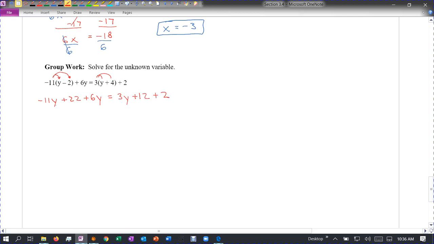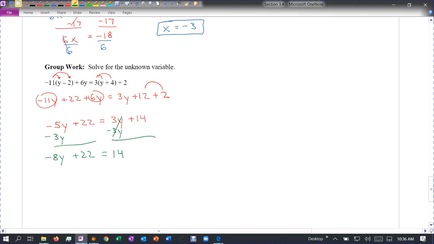Let's combine like terms. Notice that I can put the 6y together with the negative 11y. That should give you negative 5y. We still have plus 22, equals 3y plus 14, because I can put the 12 and the 2 together. And now let's get my y's on the left side. So I'm going to subtract 3y, subtract 3y. On the right side it goes away. Over here we get negative 8y plus 22 equals 14.